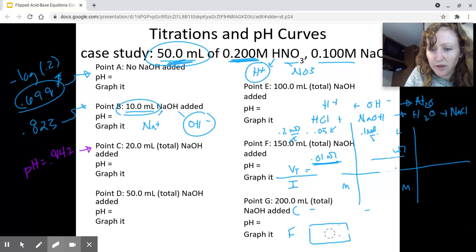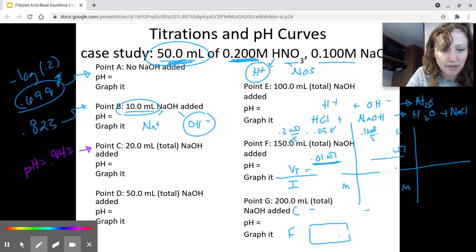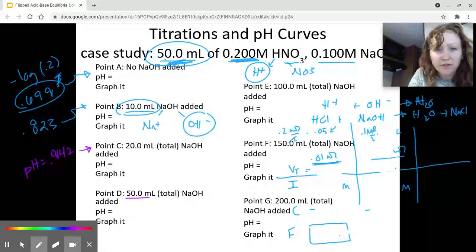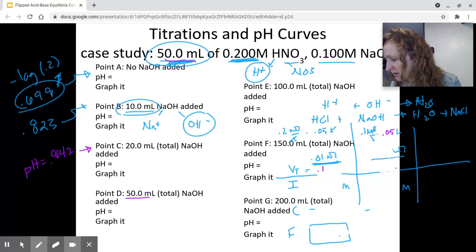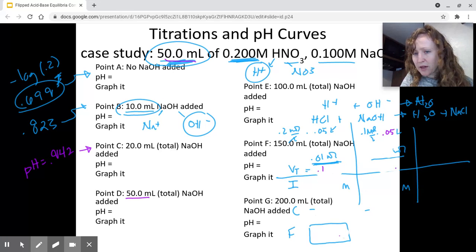Same thing, but with 50 milliliters of NaOH added. Okay, so 50 plus 50 gives me a 100 milliliters now. So this is going to be 0.05 divided by 0.1.